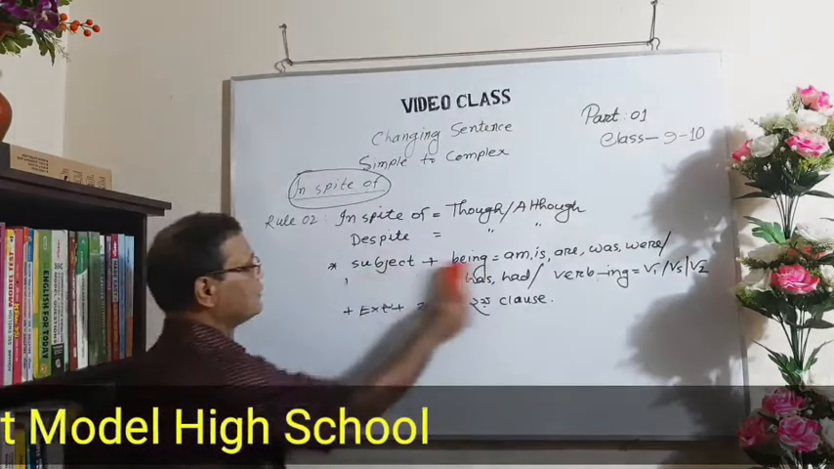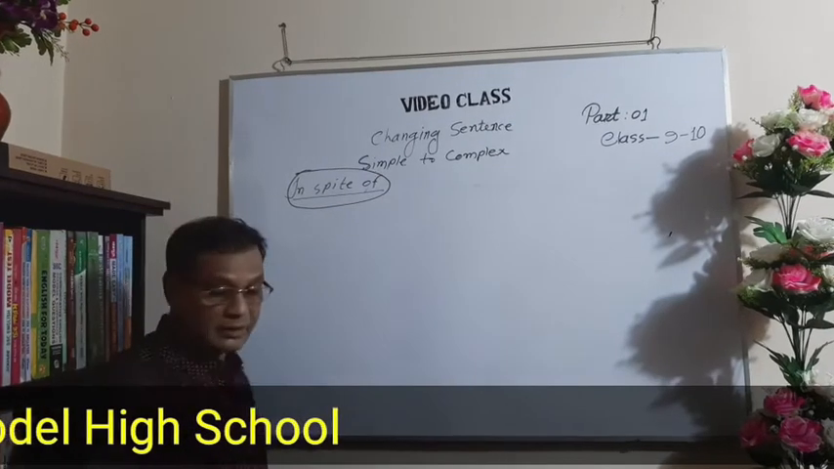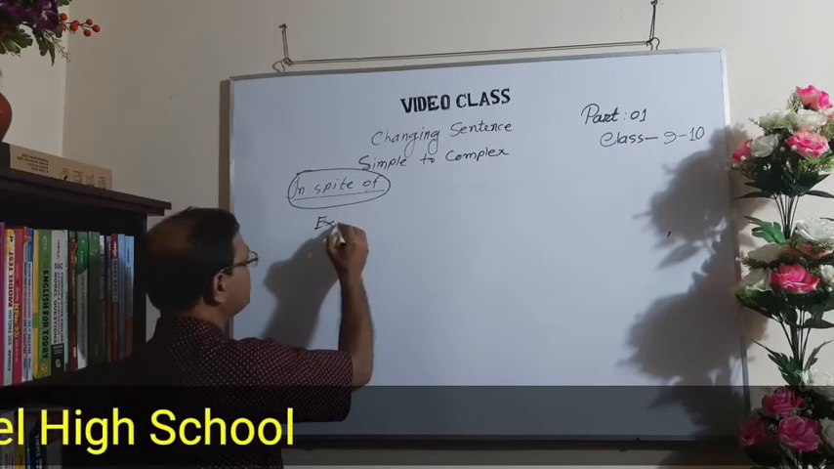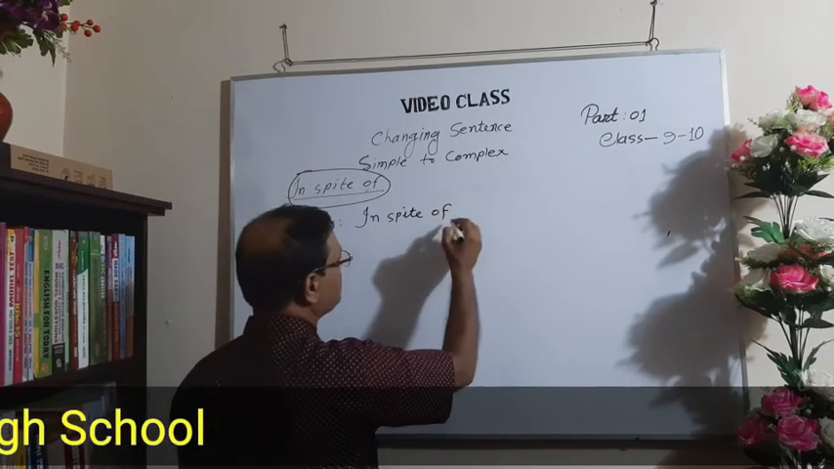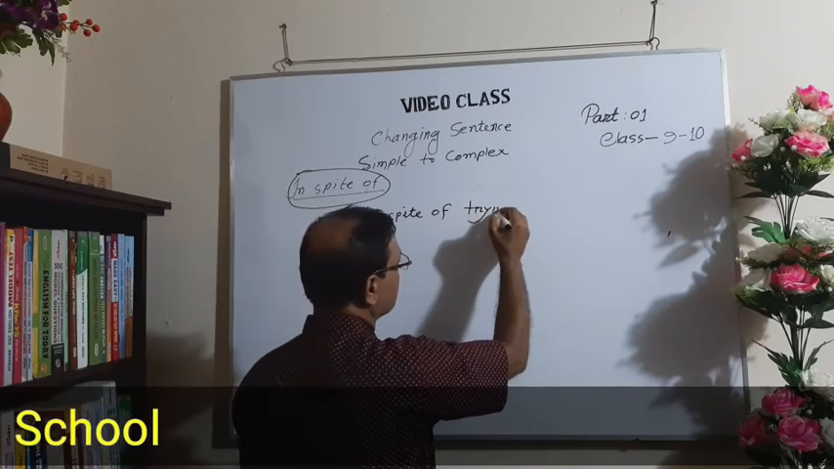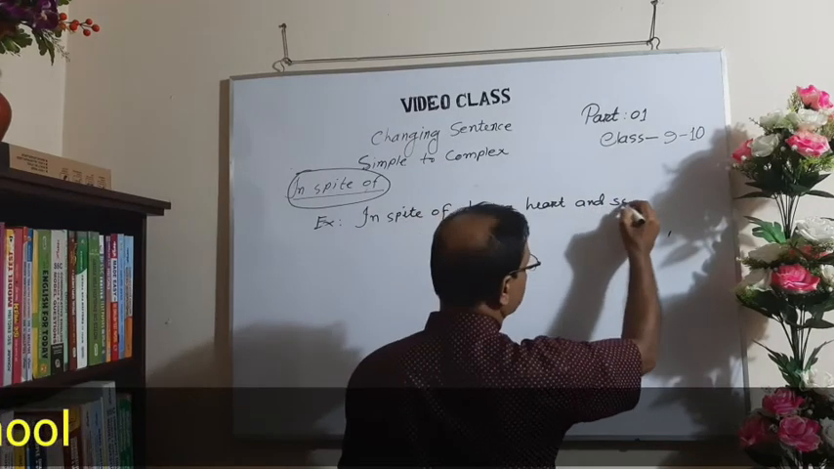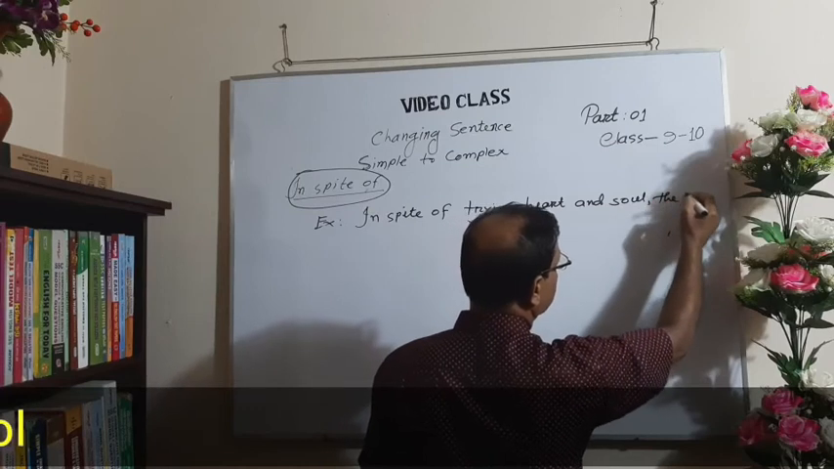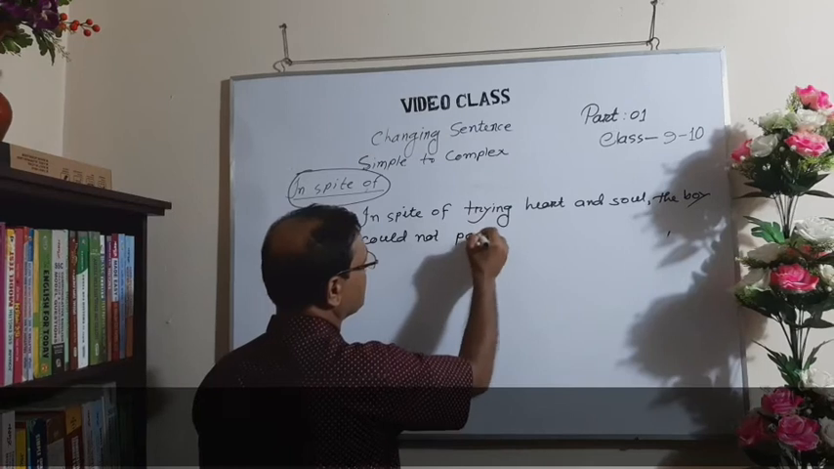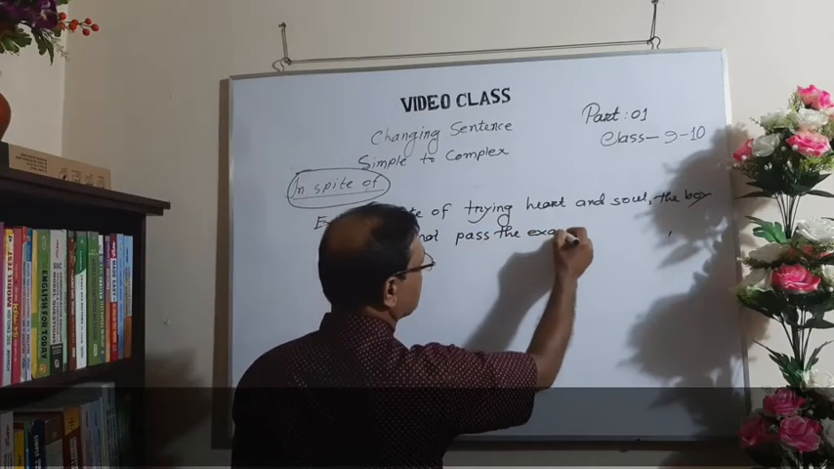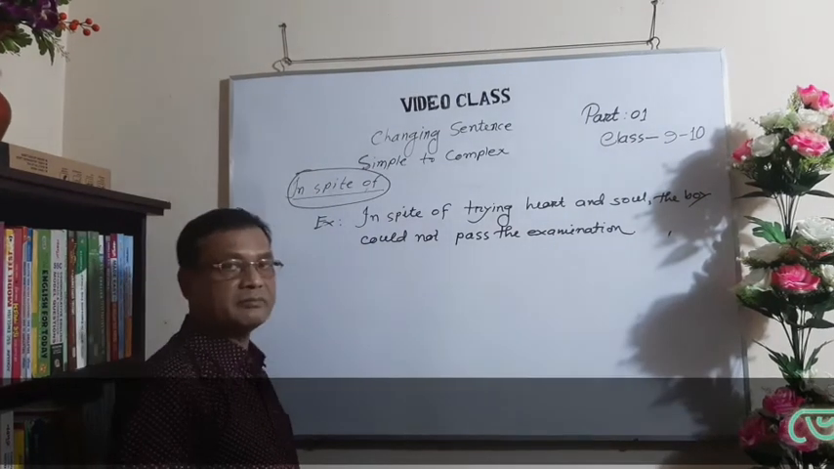Okay. Look at the whiteboard. Example: In spite of trying heart and soul, the boy could not pass the examination. Look at the sentence, my dear learners.